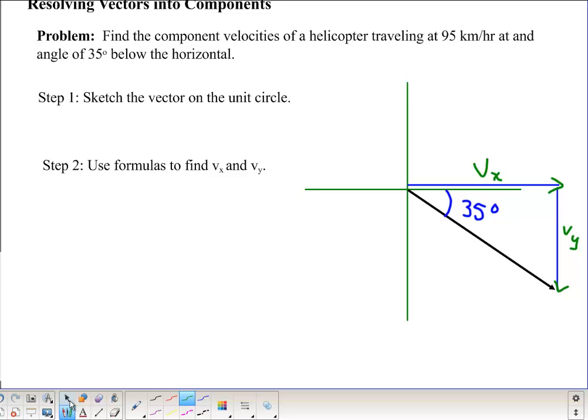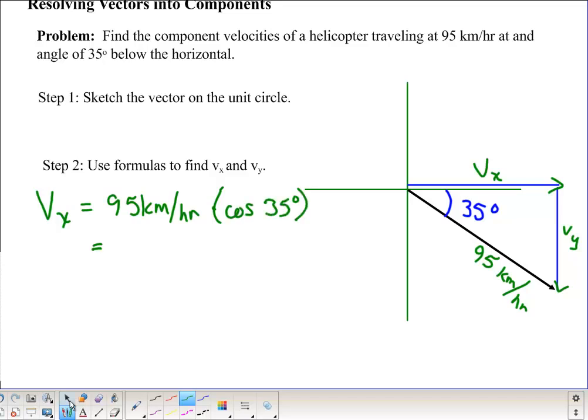So how do I find my components? Well, Vx is right next to my angle. The hypotenuse is what I know this time, so it's 95 kilometers per hour. Trigonometry allows me to take the hypotenuse and a trig function to find that side of my right triangle next to the angle. The trig function I want to use is the cosine. So I take my hypotenuse, 95 kilometers per hour, and multiply it by the cosine of 35 degrees. And what I find for Vx is 77.8 kilometers per hour.